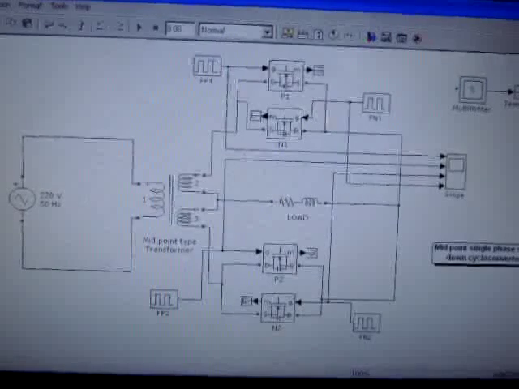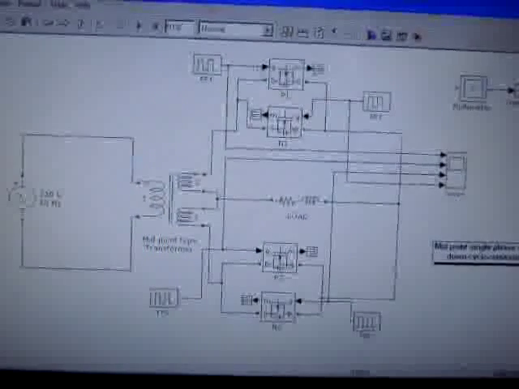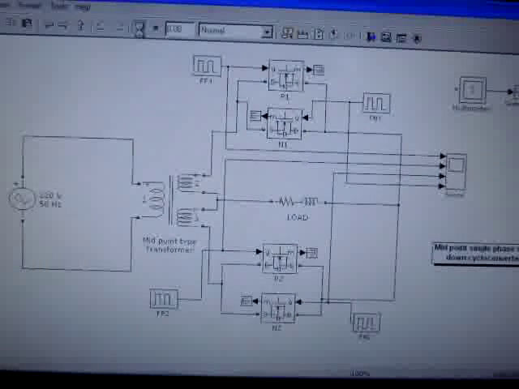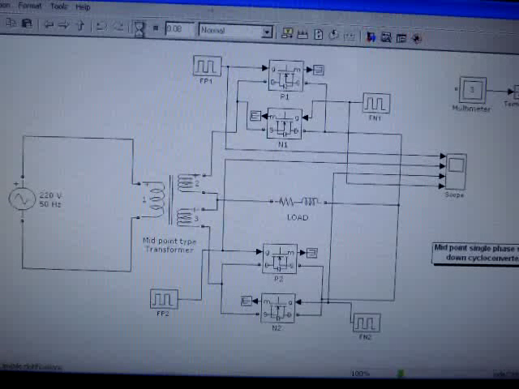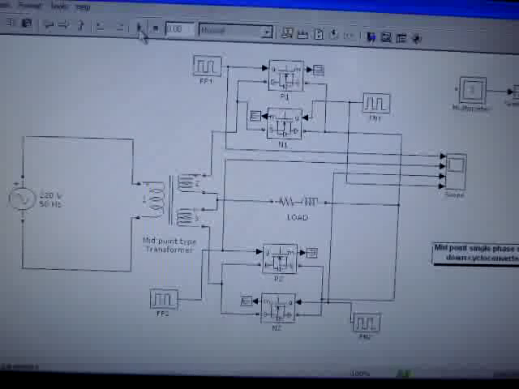So let us simulate this circuit first. I am simulating this for 0.08 seconds. That is, for 50 Hz I will get 4 cycles, as the time period of a 50 Hz waveform is 0.02 seconds. I am going for 0.08, so I will get 4 cycles.